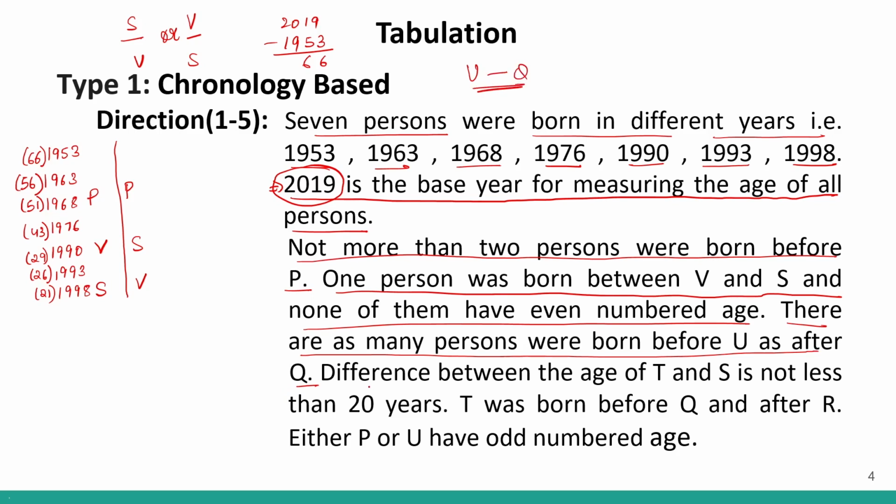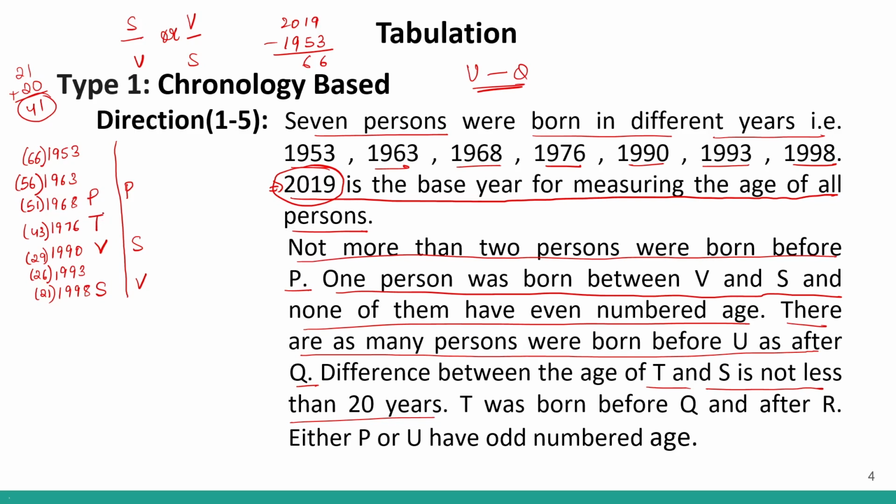Correct? The difference between the age of T and S is not less than 20 years. So T is more than 20 years older than S. So more than 21. In this situation, 21 plus more than 20 years. That means T will be at least 41 years old. So T can be here, correct?